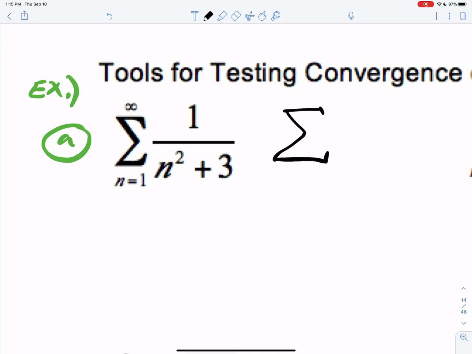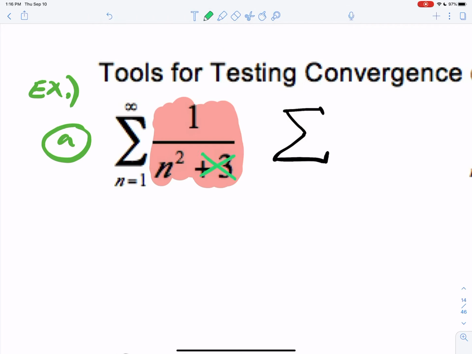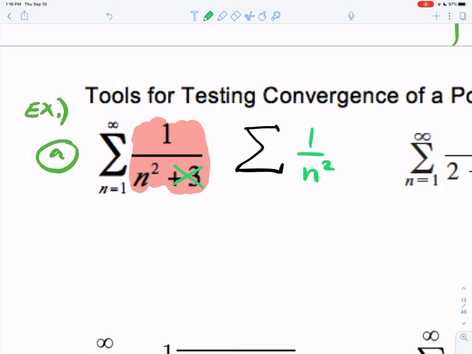So I'm going to go ahead and compare this here. And what you're going to compare this to is the most basic form of what you see right here. So what I like to do is get rid of all the constants, like this plus 3 right here. I want to just imagine as if it was gone. So the simplest thing that I can think of is 1 over n squared. This takes a little bit of practice, and you guys will see. All right? So let's do that.